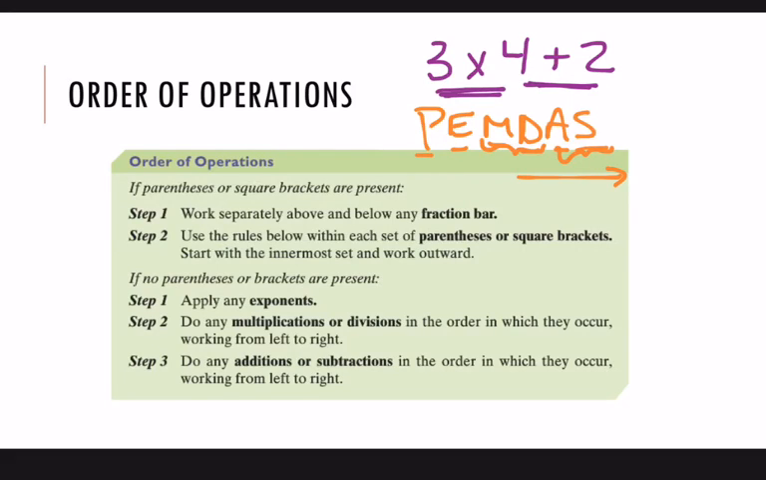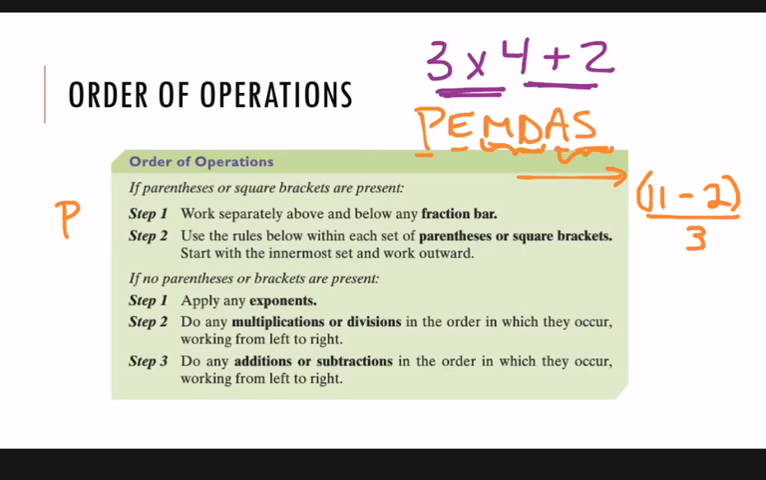So your book expands on this and gives a longer definition of the order of operations. They say if parentheses or square brackets are present, then that's where you start. So that's still the same. Do parentheses first. Working separately above and below any fraction bar. So if you see something like 11 minus 2 over 3, you do the part above the fraction first because there's an implied parentheses there that's not usually written, but that's still a parentheses.